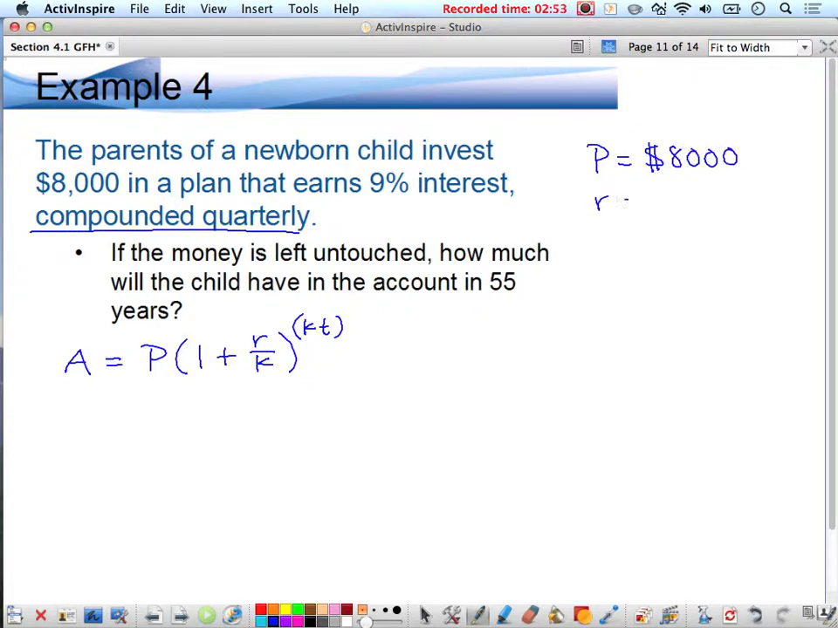I know that R is equal to 0.09. You have to change your rate to a decimal. What's K? 4. K is 4. If I say it's compounded quarterly, that means I'm going to do it how many times per year? 4 times per year, or every 3 months. So K equals 4. And T is the total time in years, which in this case is 55. If you substitute in those 4 variables, you should get the total amount after 55 years. So let's see what that turns out to be.